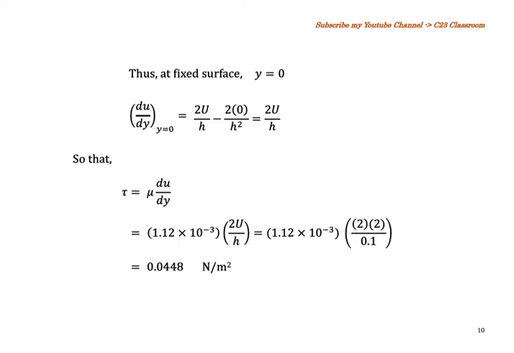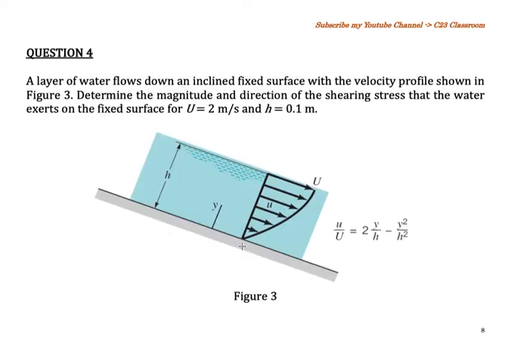Then we need to put a condition for this situation. Normally we will use y equal to 0. Why do we use y equal to 0? Because at any condition, on the surface the shear stress is the maximum one. In any calculation, we must calculate the maximum value of the shear stress. That's why we always use the condition of y equal to 0.